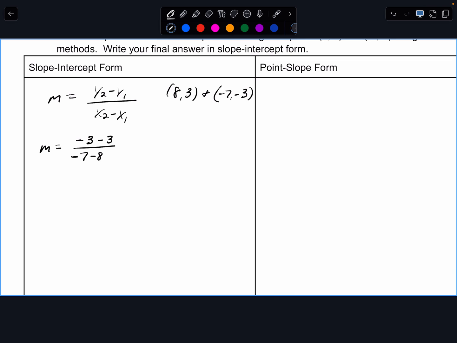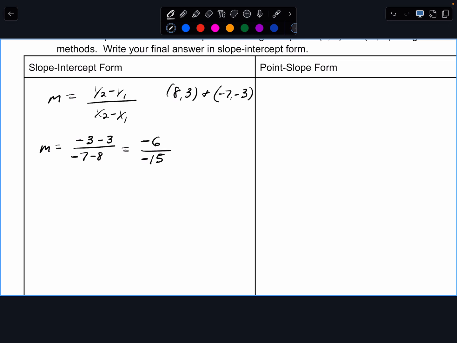So if Carter had chosen 3 minus negative 3, then he would have had to do 8 minus negative 7 in the bottom. Okay? So I don't care what order you choose, but you got to match it. All right. So what is negative 3 minus 3? Negative 6. Negative 7 minus 8? Negative 15.